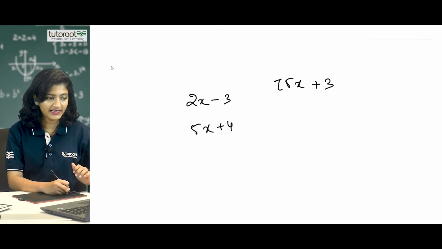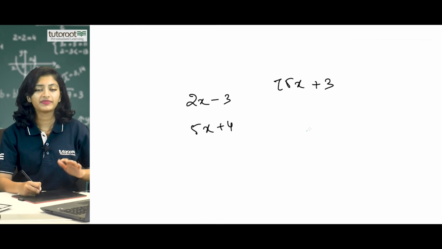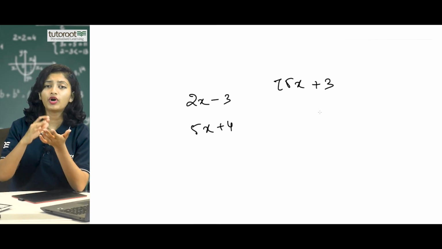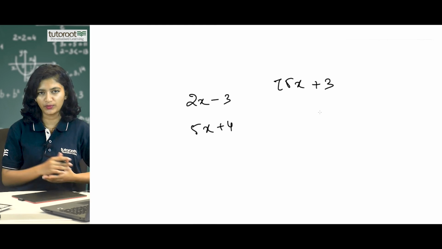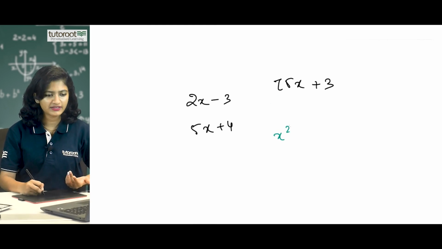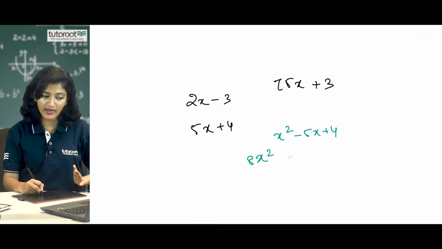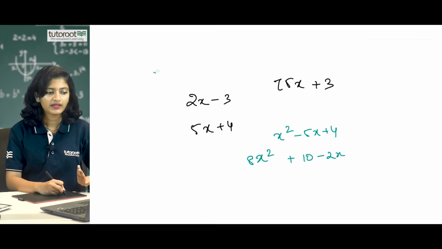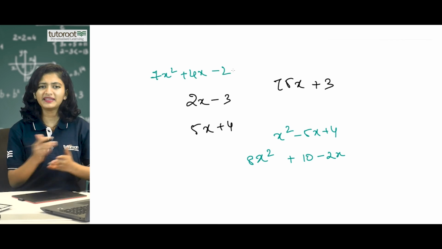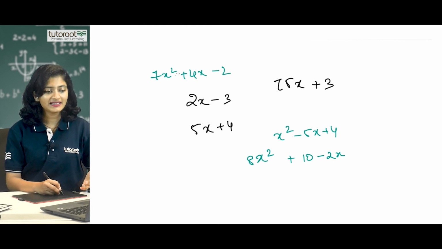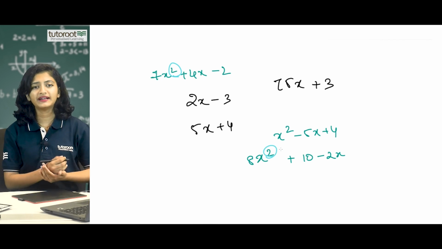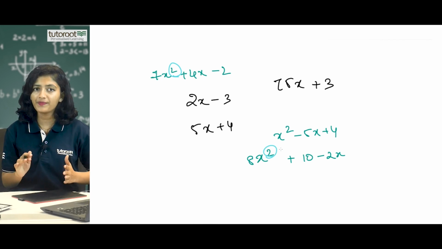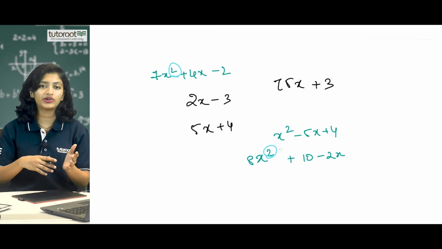Now coming to quadratic polynomials, let's write it with a different color. Quadratic polynomials are polynomials whose highest power is 2. For example, you can take x squared minus 5x plus 4, or 8x squared plus 10 minus 2x, or it can be 7x squared plus 4x minus 2. It can be anything. Wherever you have the highest power as 2, that will be your quadratic polynomial. I hope that you guys understood the definitions of linear and quadratic polynomials.